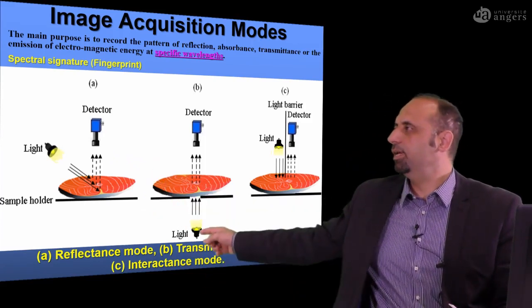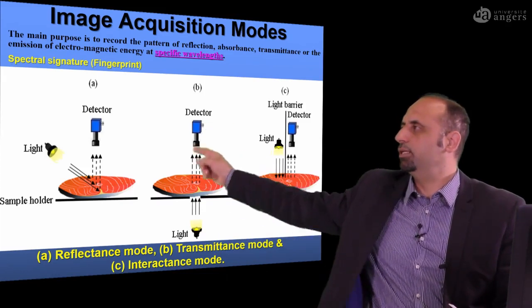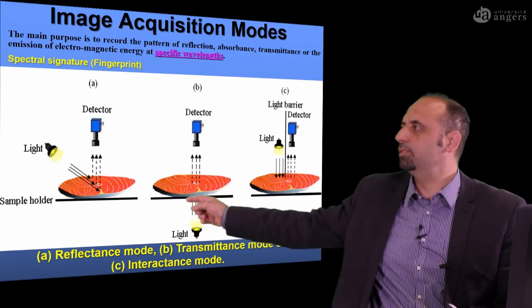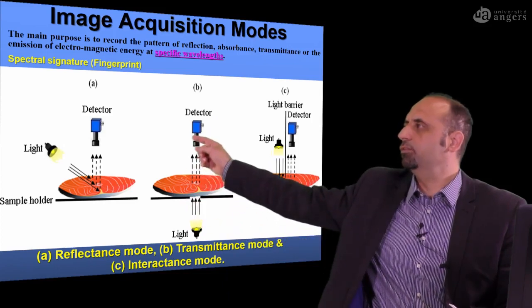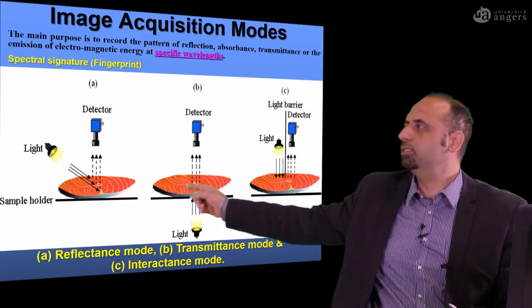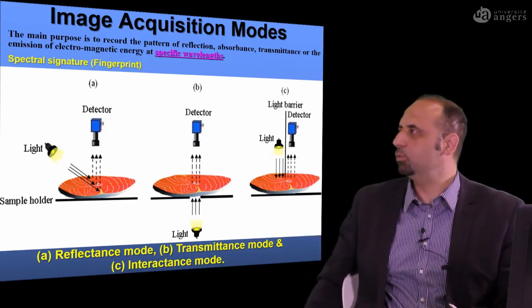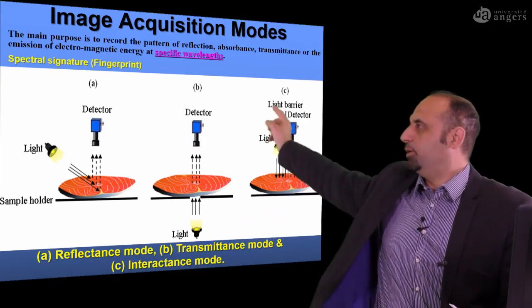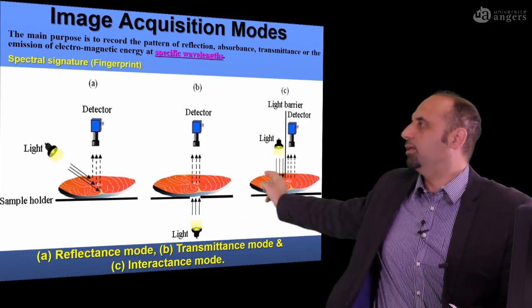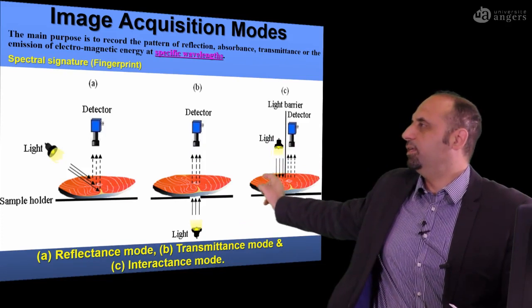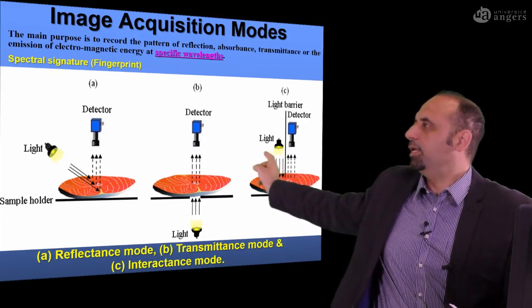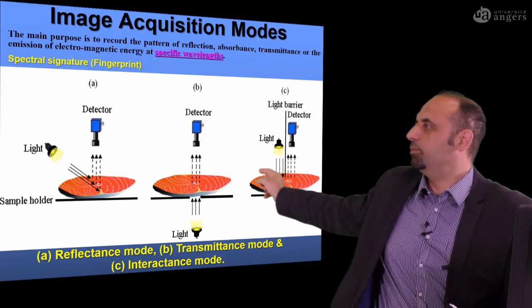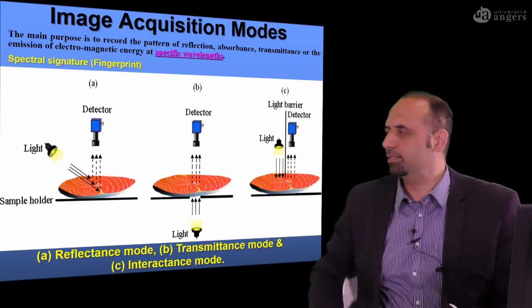If the light and the detector are in two opposite directions, that means the light is incident in this direction and is received by the detector in the other direction, this mode is called transmittance mode. If we put a light barrier here to prevent the direct reflectance from coming to the detector, and the light and the detector are in the same direction, we call this scenario of image acquisition mode interactance mode.